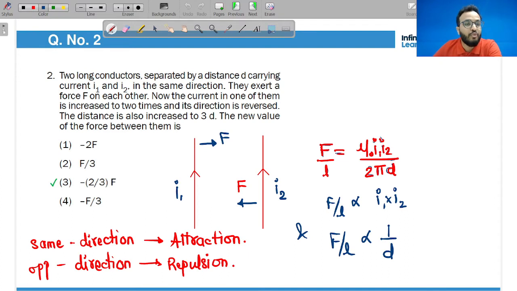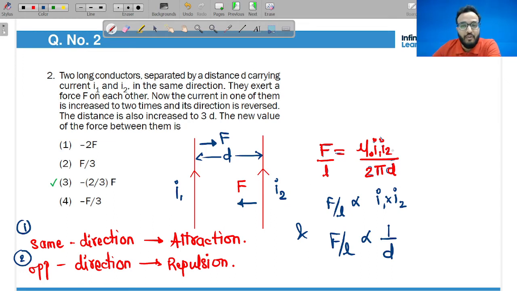Next question. Two long conductors are separated by a distance d. They have mentioned that the distance between these two conductors is d, and they carry current I1 and I2 in the same direction. Remember this point number one: if two wires carry current in the same direction, then they tend to attract each other, and if they carry currents in different directions, then they repel each other. Since they're carrying current in the same direction, they're going to attract.